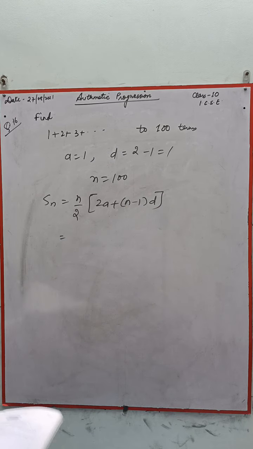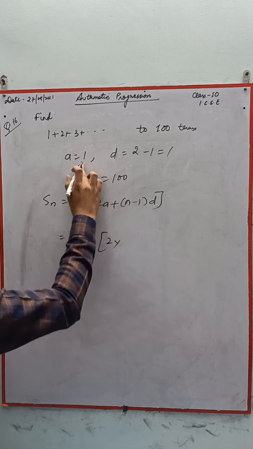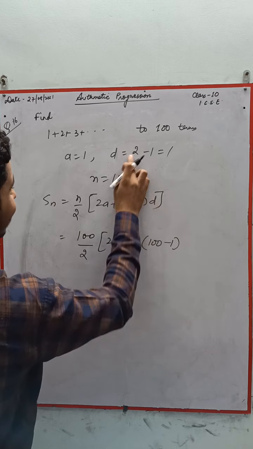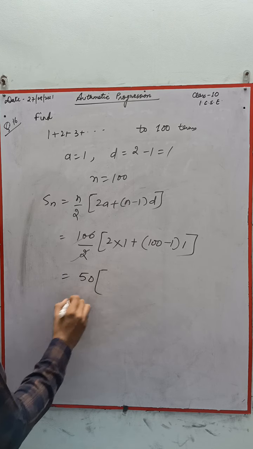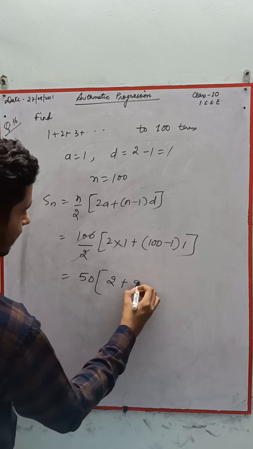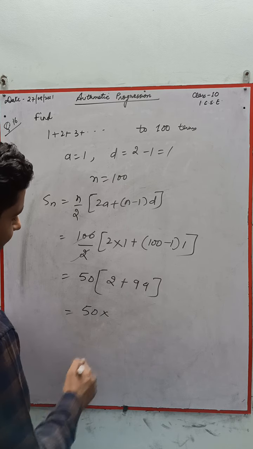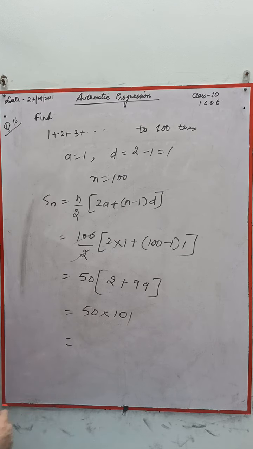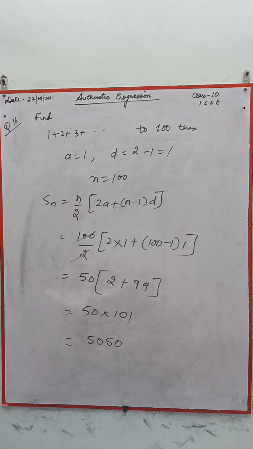In place of n we can put 100, so 100 upon 2, 2 into a, which is 1, plus n which is 100 minus 1, and d is 1. So this cancels as 50, 2 ones are 2 plus 99. So 50 into 2 plus 99 is 101. If you multiply you will get 5050. Like this you have to do.